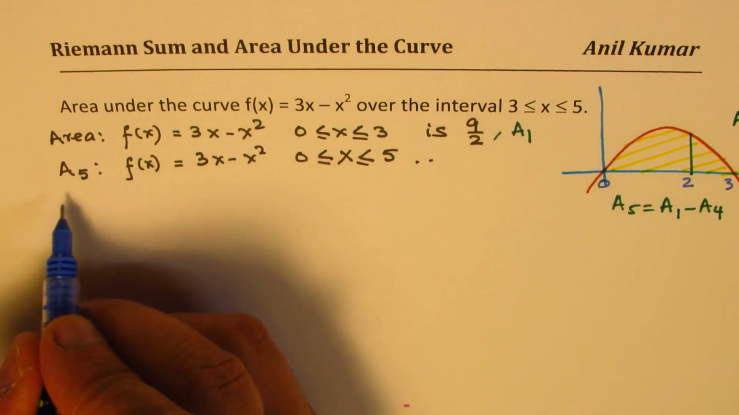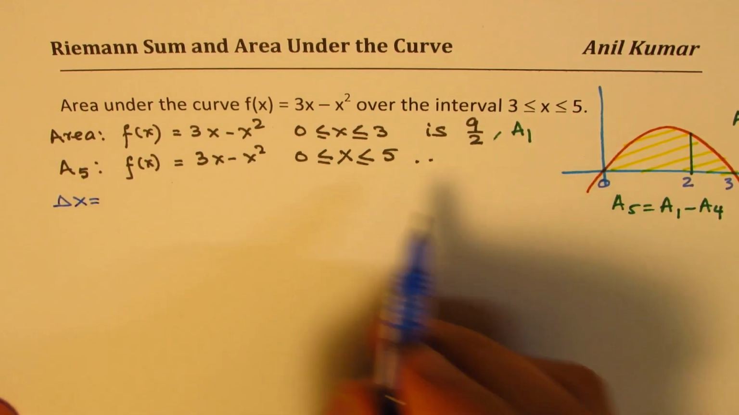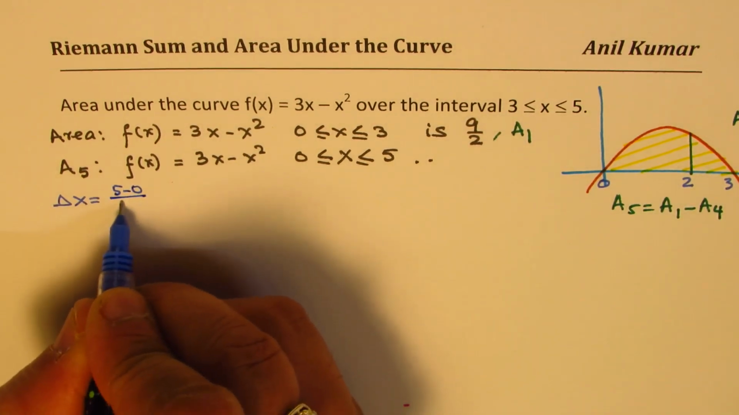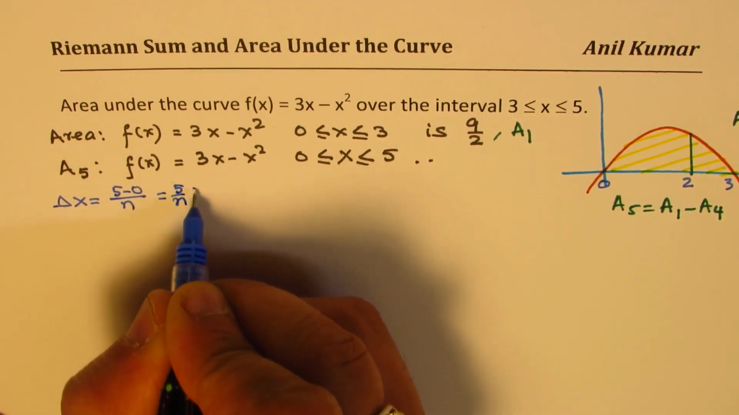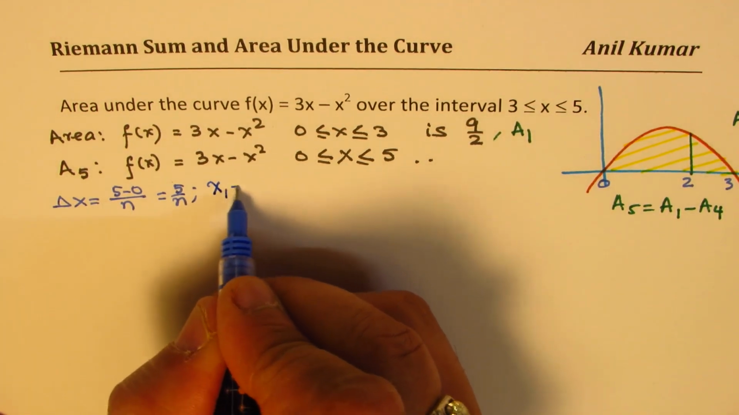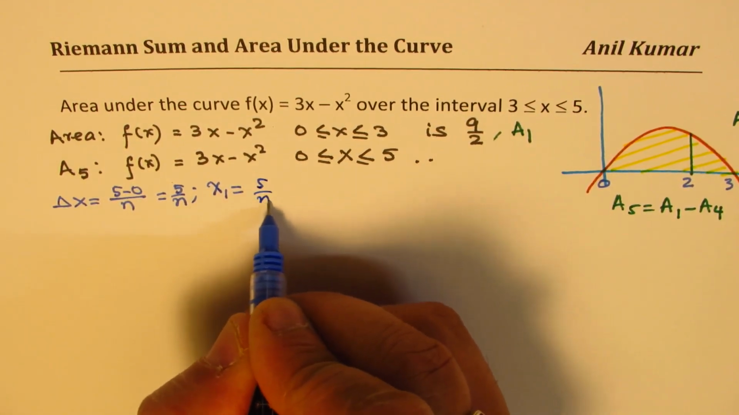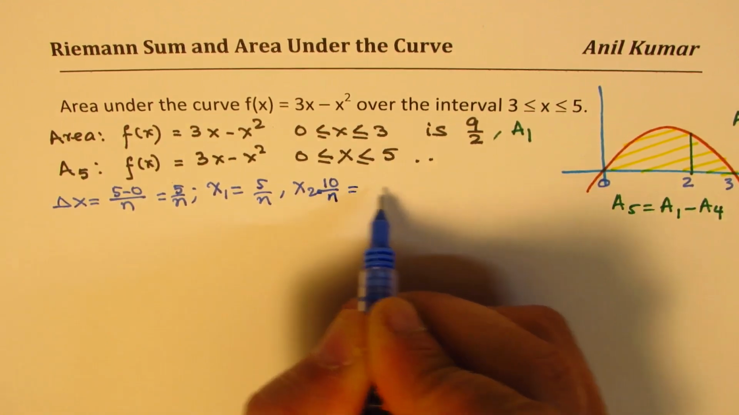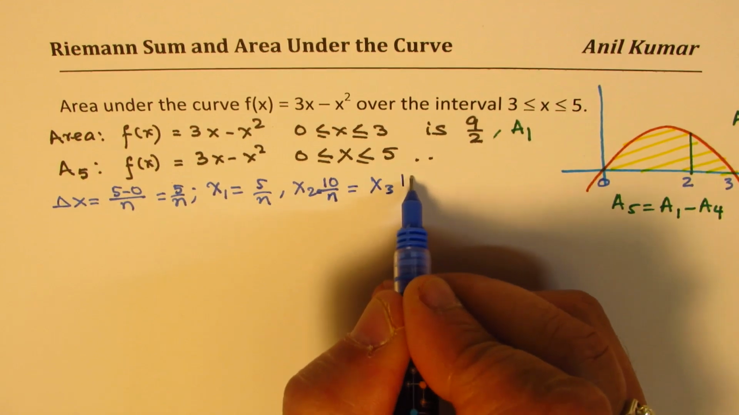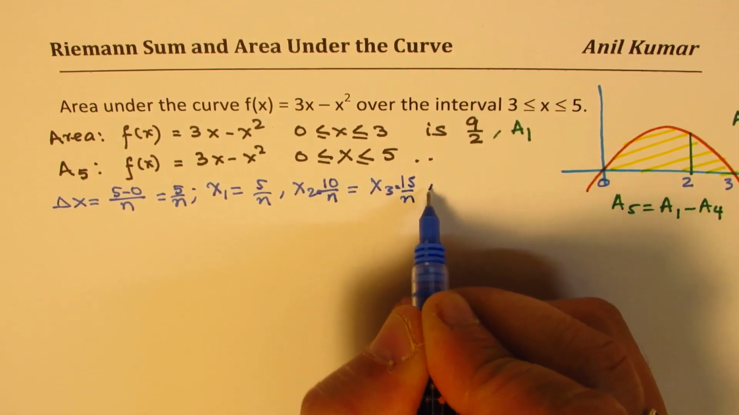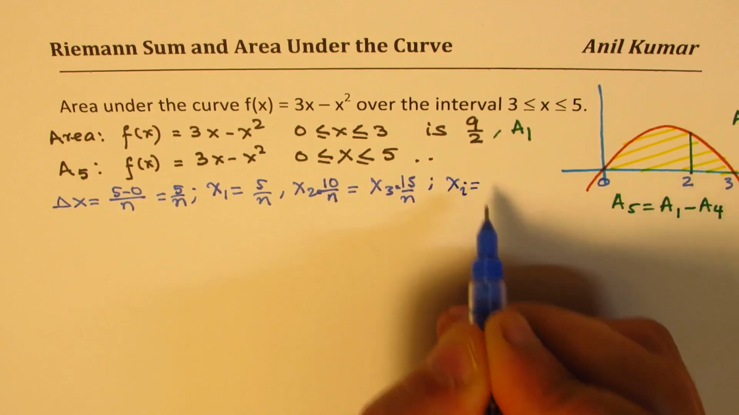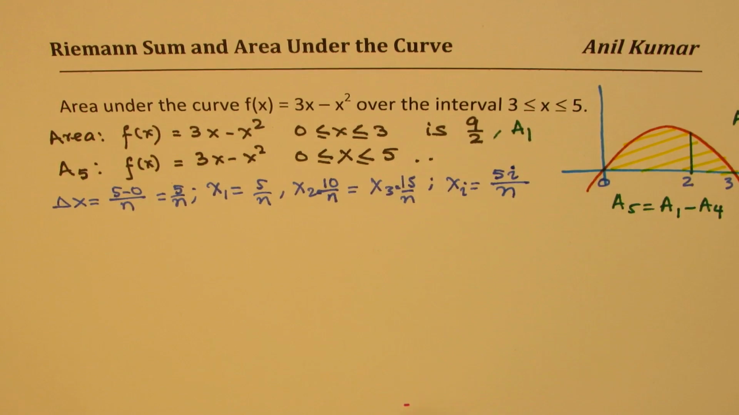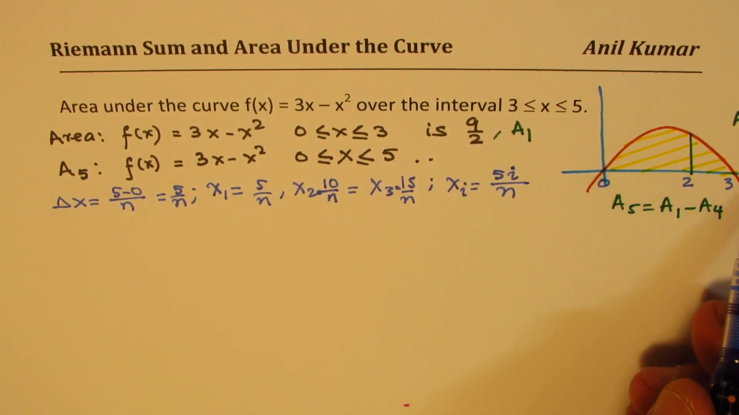Well, same standard method. So delta x is what? Now we are going to divide 5 into equal parts. So 5 minus 0 over n gives us 5 over n. And each point x1 is going to be 5 over n. x2 will be 2 times 5 over n, right? x3 will be 3 times 5 over n. So xi is going to be 5i over n, right?